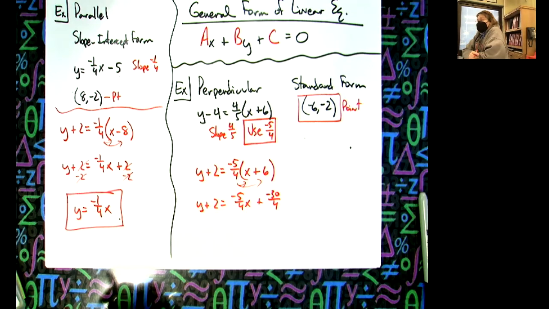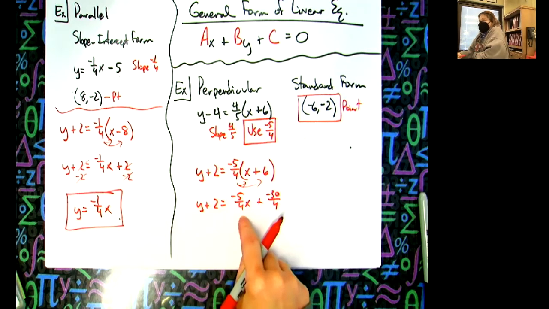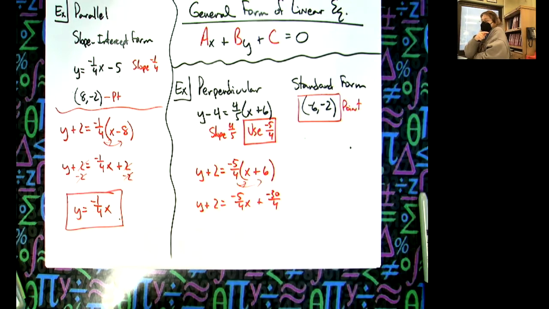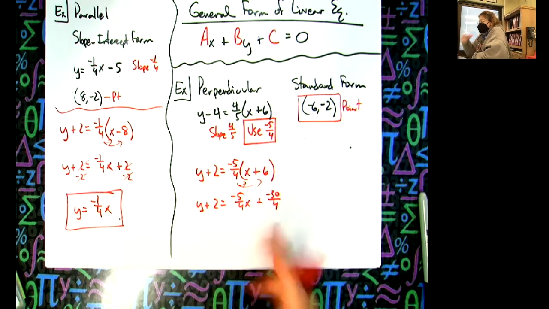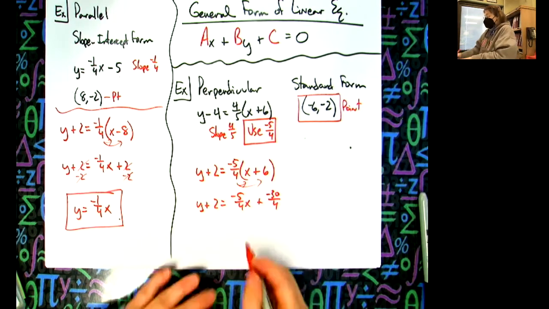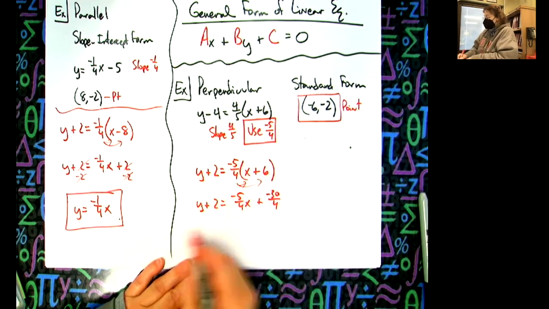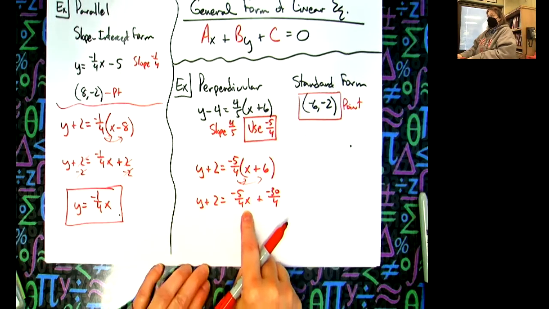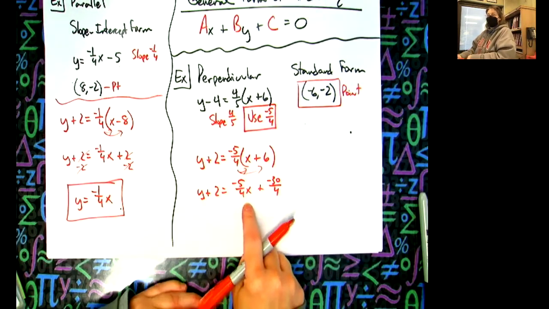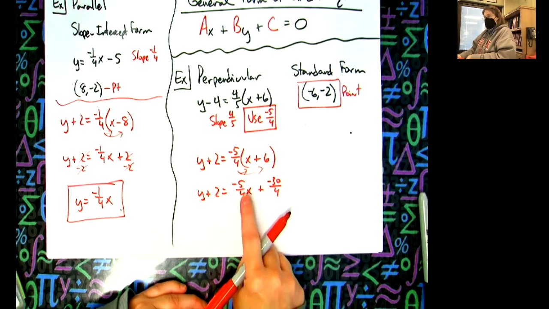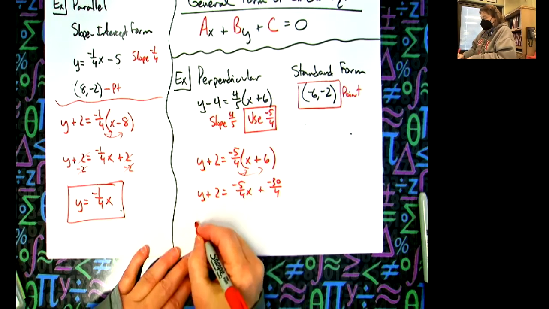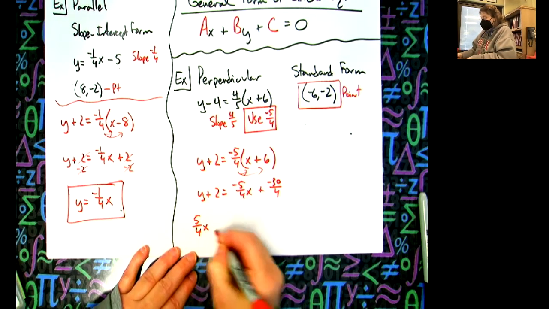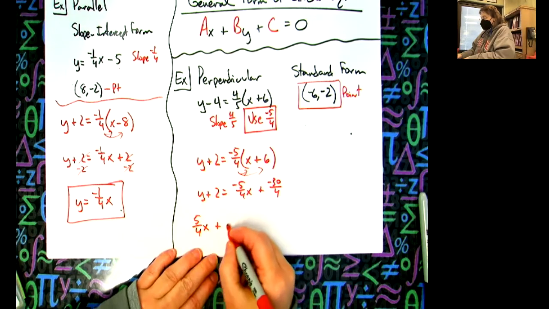Now, if I want standard form, what? My x term has to go to the left, and my 2 has to go to the right, because I need the x and y terms on the left, and I need a constant on the right. Okay, so that's the first thing I'm going to do. I'm going to pull this over here, and I'm going to put it automatically in front, right? Because I know my x term has to go in front. So I'm going to add 5 fourths x to that side. So 5 fourths x. I'm going to keep the y.